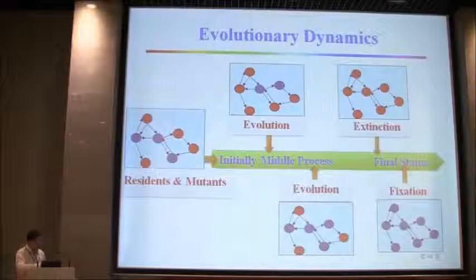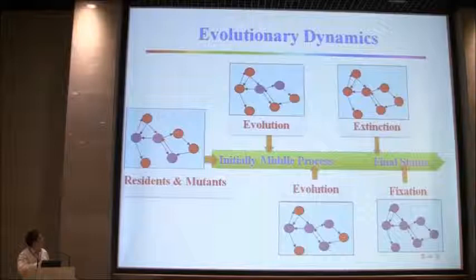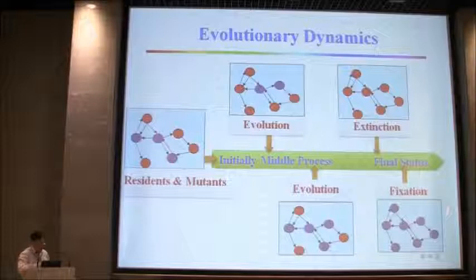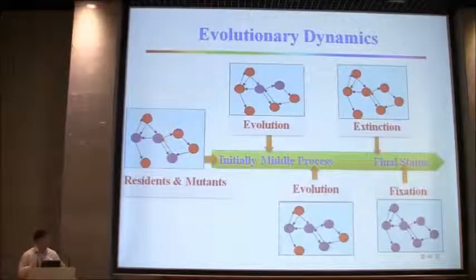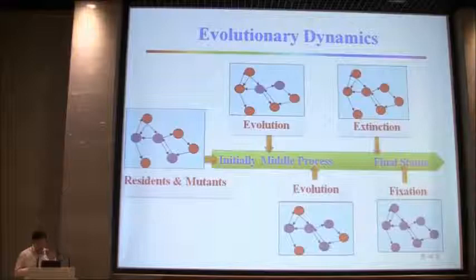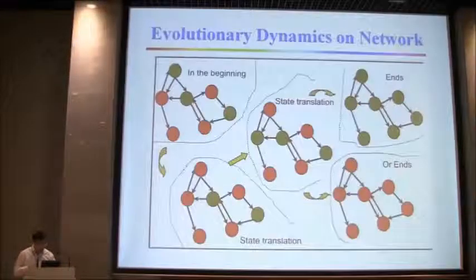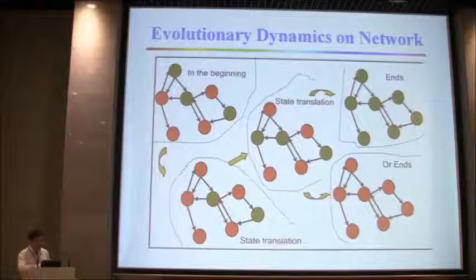Another example is about residents and mutants. This is the Moran process, and then evolution continues, and finally we get this state. This also applies to evolution on complex networks. In the beginning, we have this structure, and then there are more complex networks with state transitions, ending in this state or that state.